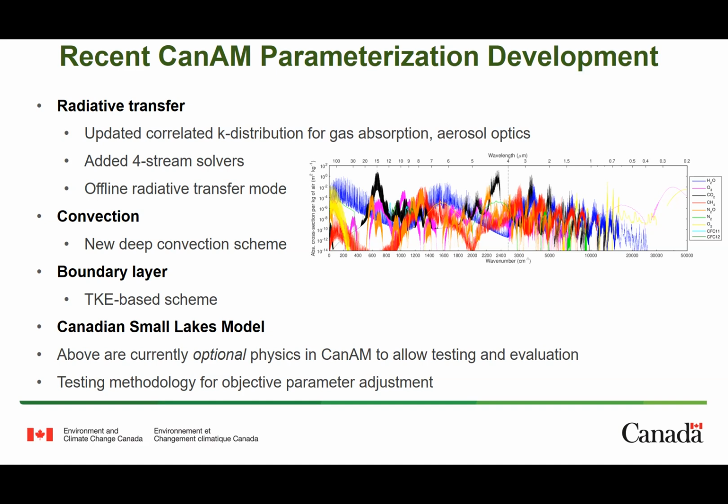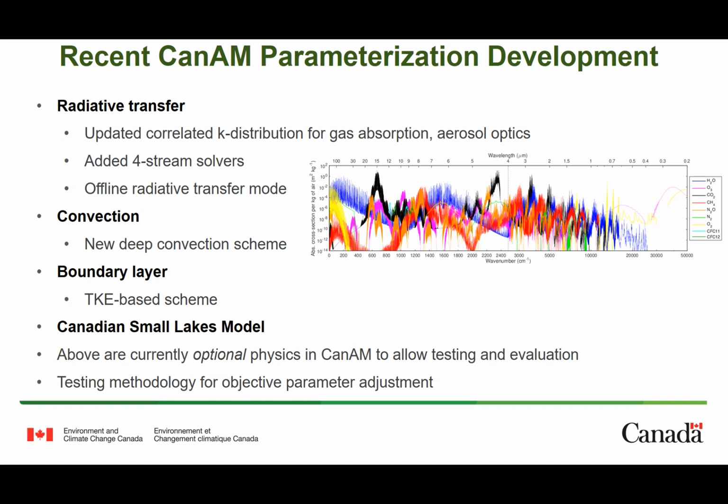Another thing currently being developed and tested is a new deep convective scheme that was largely developed by Norm McFarlane. We also have a boundary layer scheme that is currently in CanEM as an option that we're evaluating, testing, and looking at very closely. Another thing we added as part of our work towards CMIP6 is the Canadian Small Lakes model, which is now incorporated into CanEM.